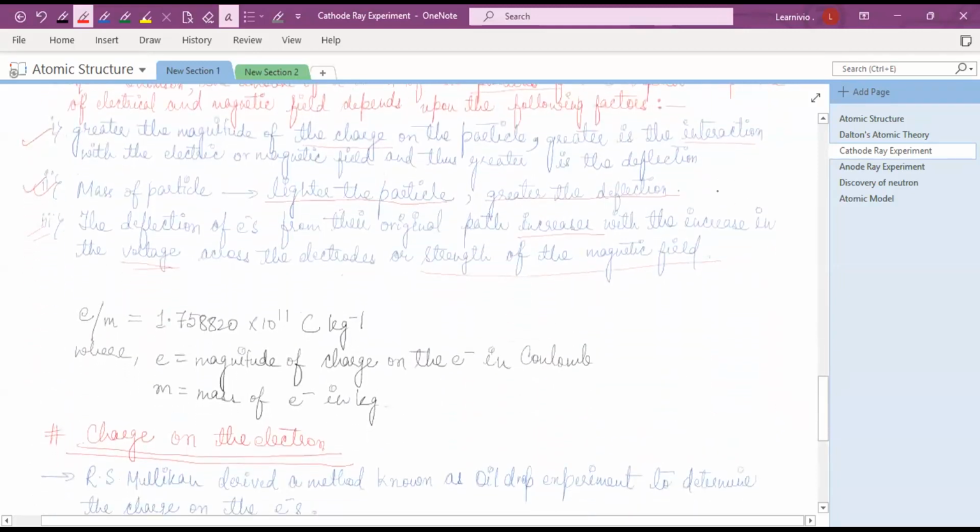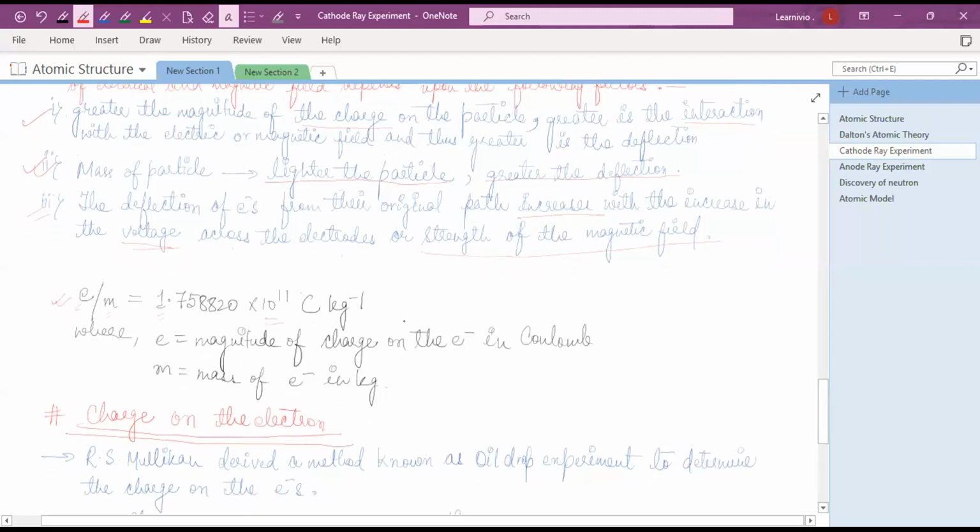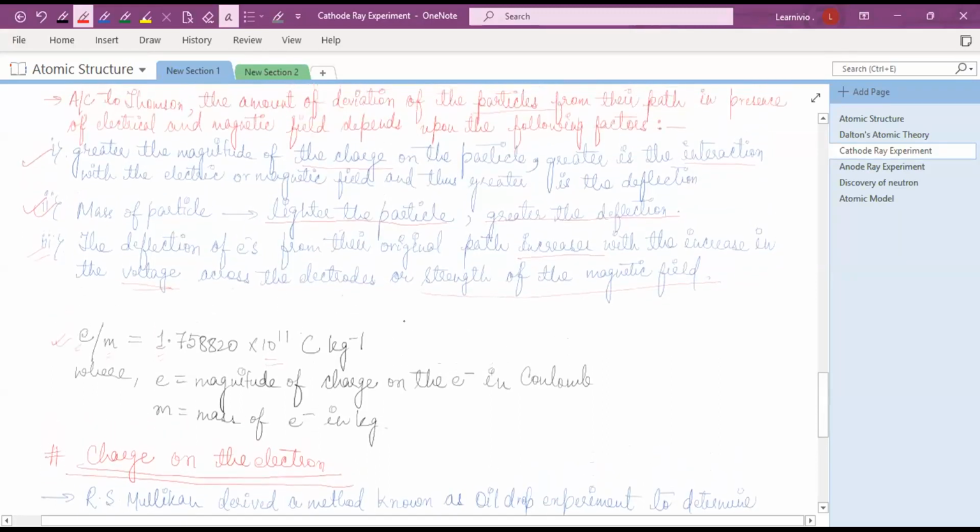So by this experiment, he calculated the e by m ratio, which is the charge to mass ratio. e over here is the magnitude of charge on the electron in coulomb, and m is the mass of the electron in kg, right? The e upon m ratio he calculated came to be 1.758820 × 10^11 coulomb per kg, right? This value you have to remember. You should remember that. Clear?